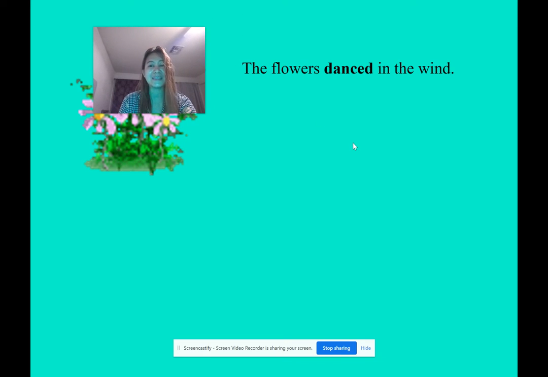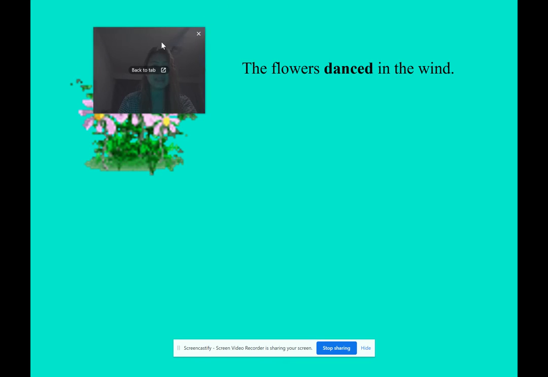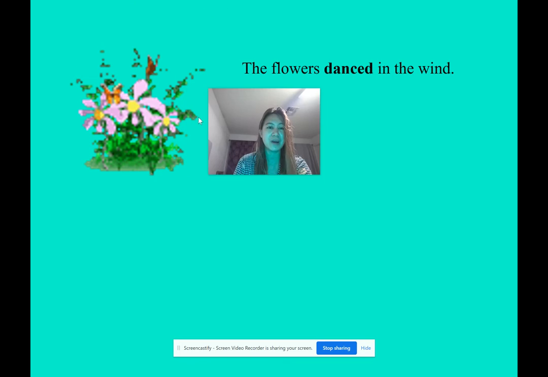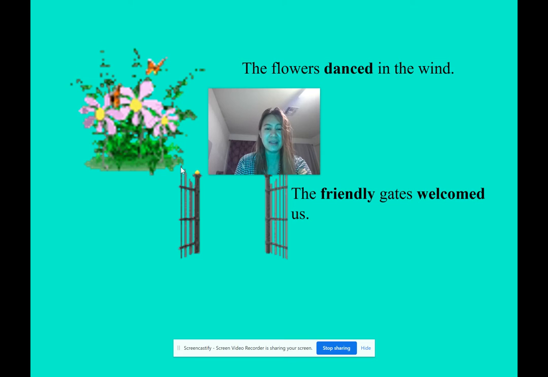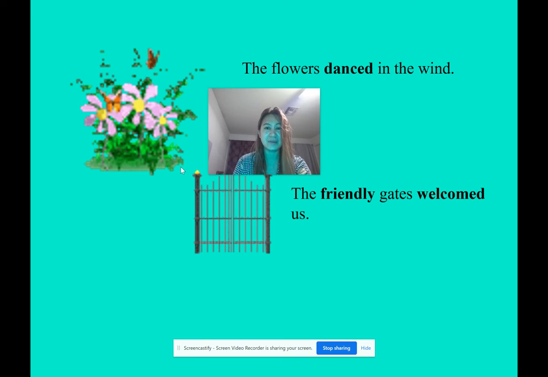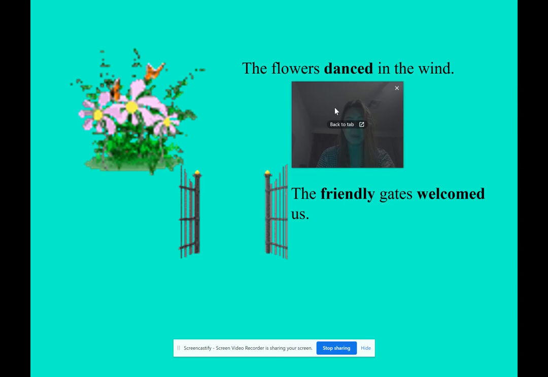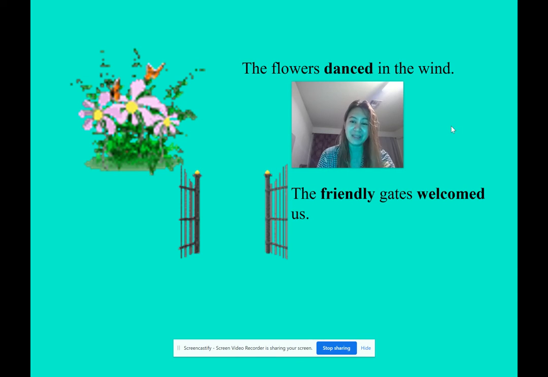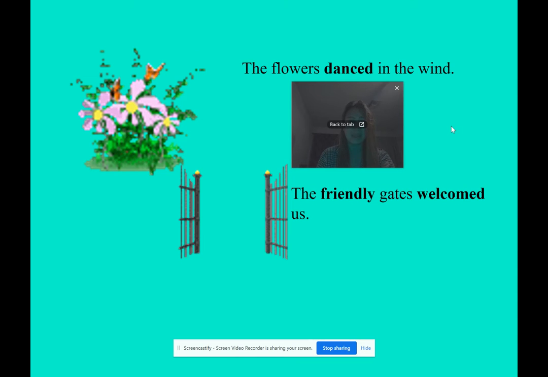The flowers dance in the wind. We all know that flowers don't dance. Human beings dance, but in this statement, the way these flowers move is being compared to a human being dancing. The next one: the friendly gates welcomed us. So the gate is being compared to us being friendly.